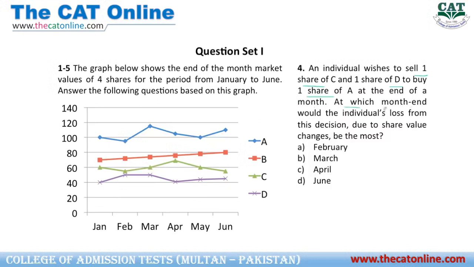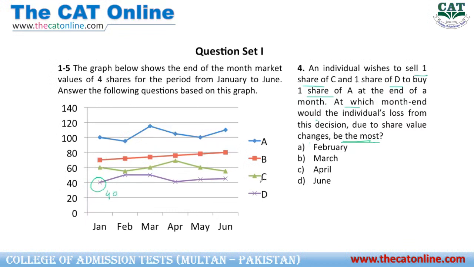At which month end would the individual's loss from this decision due to the share value changes be the most? So when will he go into maximum loss? Now what the question is asking us is, let's take this first month of January. So if I sell the share D, I will get rupees 40 or whatever the currency here.